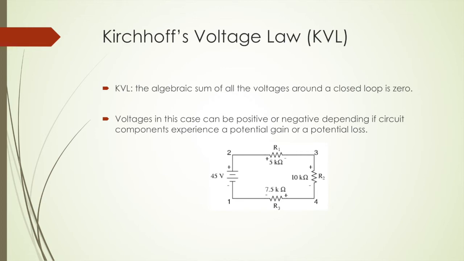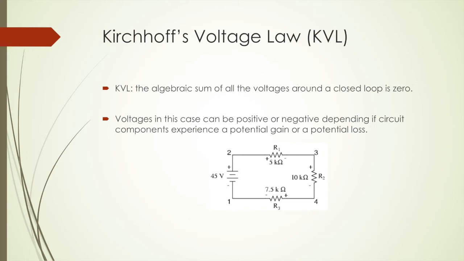Kirchhoff's voltage law says that the algebraic sum of all the voltages around a closed loop is 0. Closed loop means that you have a connected circuit. There's no gaps, there's no breaks. So if current leaves the positive end of my battery, goes around the circuit easily, and comes back to my negative side of the battery, that is a closed loop. It is a closed circuit.